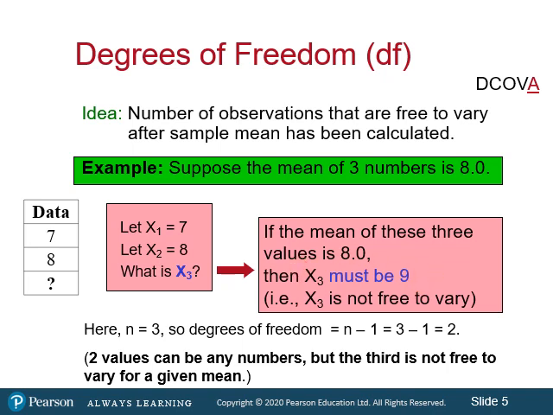Okay. So that's how degrees of freedom comes into this formula. So for n equals 3, the degrees of freedom is n minus 1, which is equal to 2. So what this table tells you is, if you are given 3 data points, when you already know 2 values, the last value is not free to vary for any given mean.